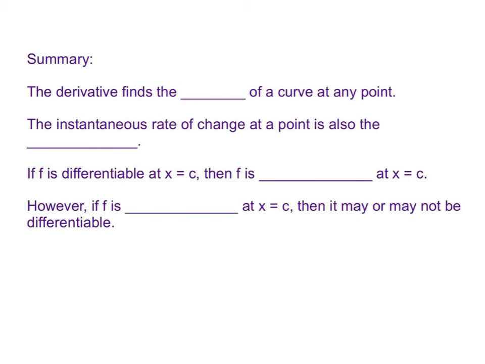So for the summary, the derivative finds the slope of a curve at any point. The instantaneous rate of change means slope, guys, rate of change, the instantaneous, at an instant of time, at a point is also the derivative. Slope of the tangent line is the derivative. Now it's the instantaneous rate of change, means the same thing. If f is differentiable at x equals c, then f is continuous. It has to be continuous.